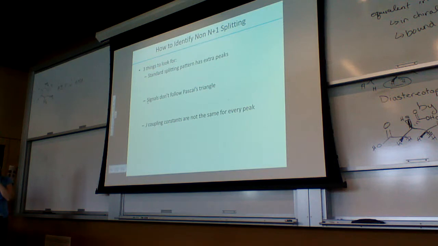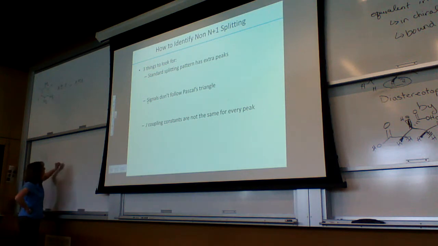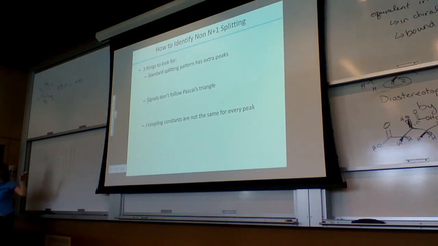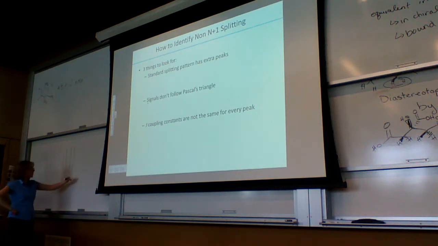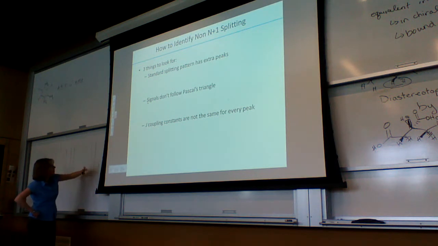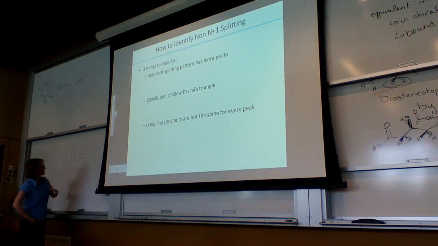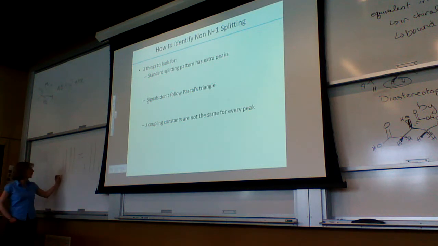The second thing to look for is that the signals don't follow Pascal's triangle. I've actually introduced this before with our doublets of doublets. If you have 4 peaks and they're all equivalent across the top in intensity, that means that it is not a quartet, because we know that a quartet usually has to have a 1 to 3 to 3 to 1 pattern. So these are not equivalent, and this is not a quartet.